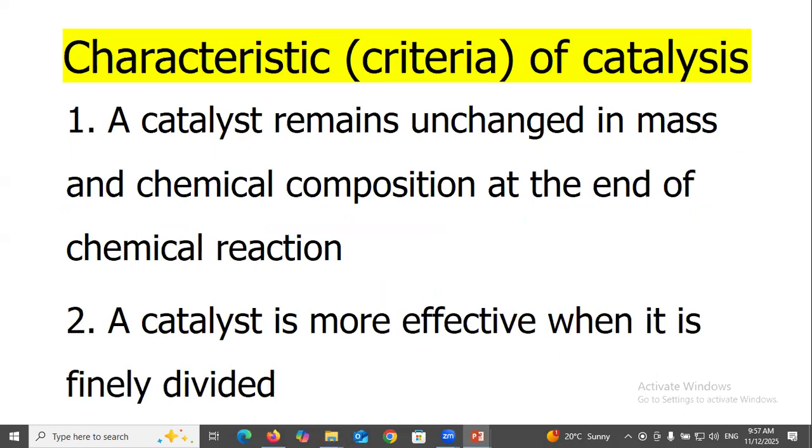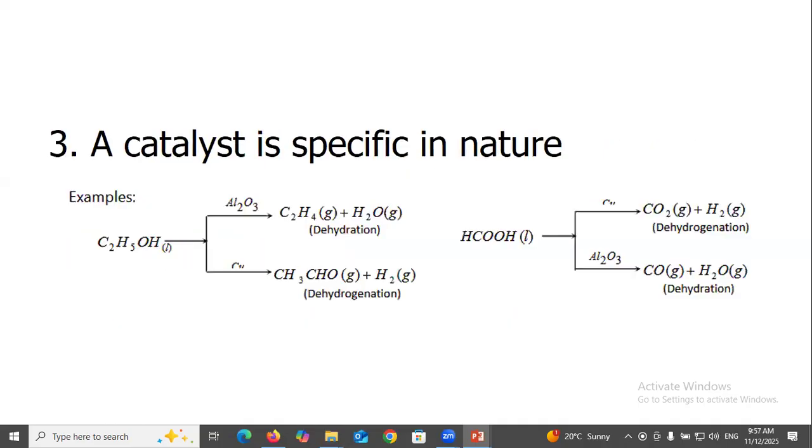Characteristics of catalysis. A catalyst remains unchanged in mass and chemical composition at the end of the chemical reaction. A catalyst is more effective when it is finely divided. A catalyst is specific in nature.